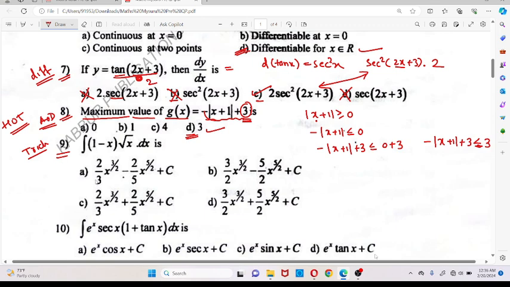Next, I will go with question number 9 on the chapter integration. See, integration of 1 minus x into root x into dx is asked. Here you can write it by multiplying root x inside.